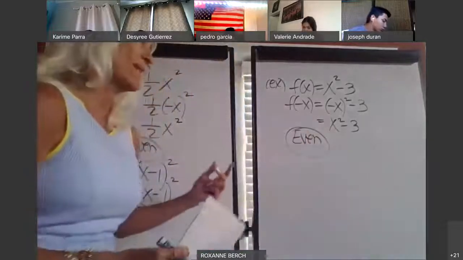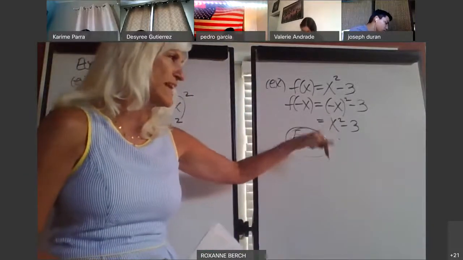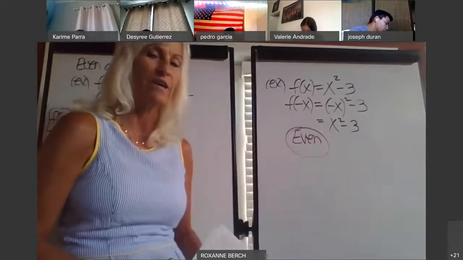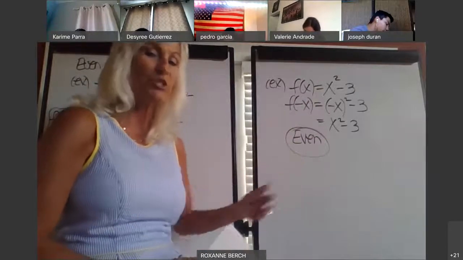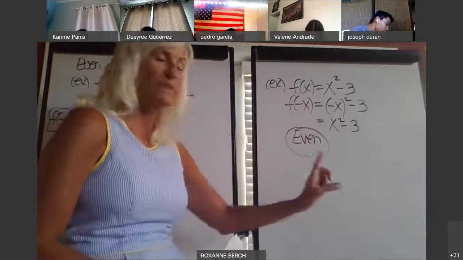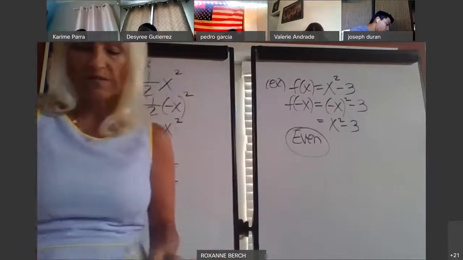And when you just even think about it, this is the quadratic shifted down 3. It still keeps its symmetry. So shifting the parabola up or down keeps the symmetry with the y-axis. It's shifting it left or right that's going to destroy the symmetry.